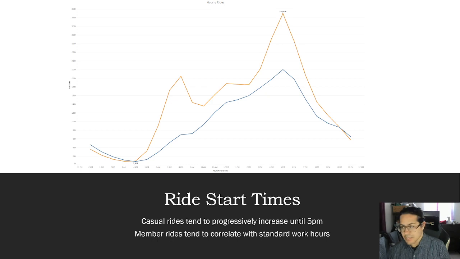So what that tells me is that people are using it for work because they're using it Monday through Friday from like 8 to 5, which coincides with work times, work schedules, school schedules, that kind of thing. It all kind of lines up pretty well.